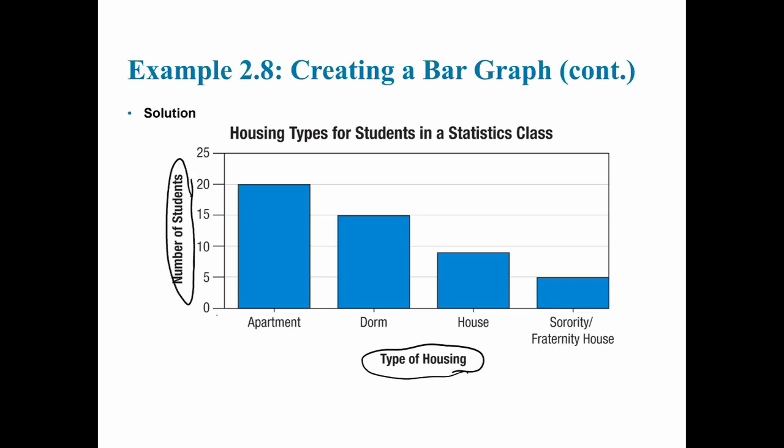You have to have the axes labeled, so my numbers or frequencies in this case on my vertical axis, the apartment or housing type on the horizontal axis. We've got our bars representing our frequencies, and then we have a title. So you always have to have all of those pieces on your graphs.